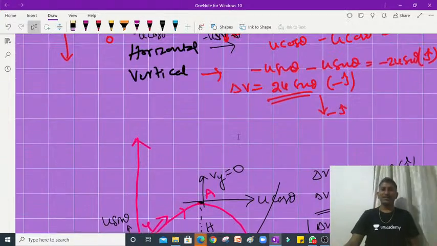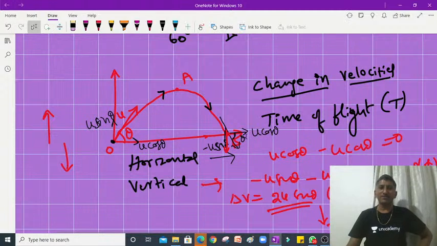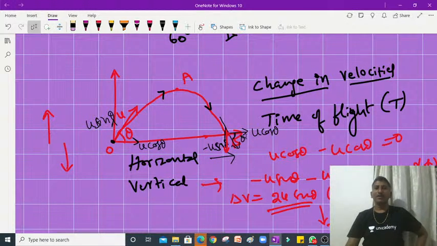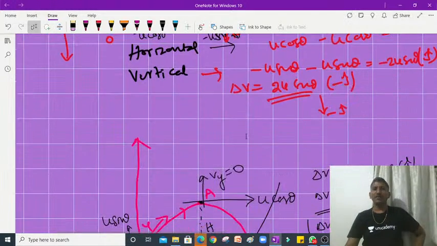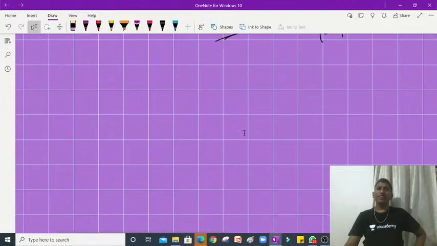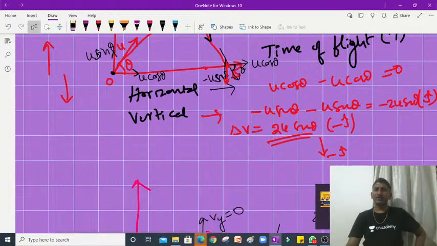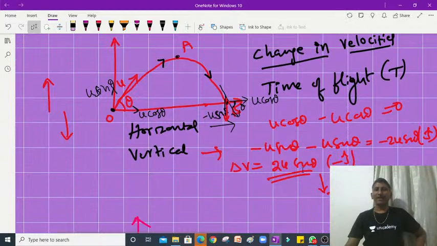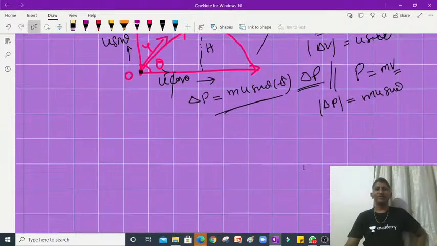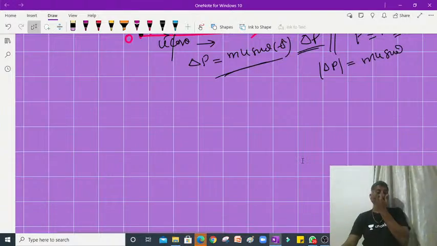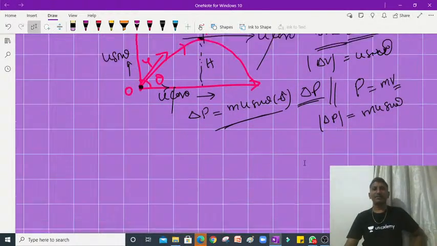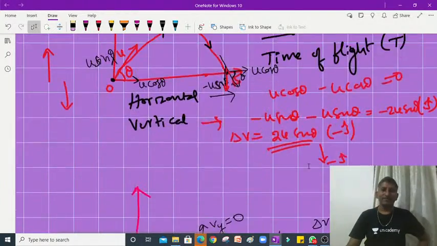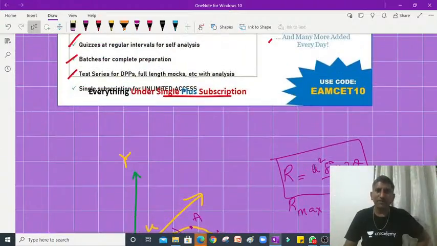So changes in velocity and changes in momentum during projectile motion we have to calculate in this way, right? Between these 2 points you can also calculate, like from the maximum height to the ground point, the final point of the projectile journey. Between those points also we can calculate the change in velocity and momentum. Hope you understood this. It is very simple but very important.